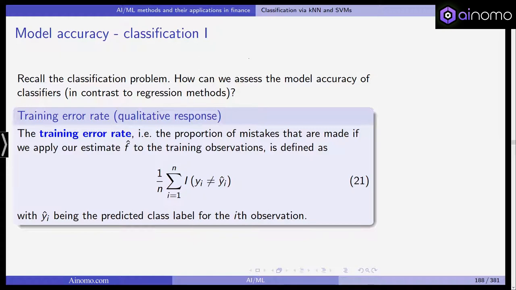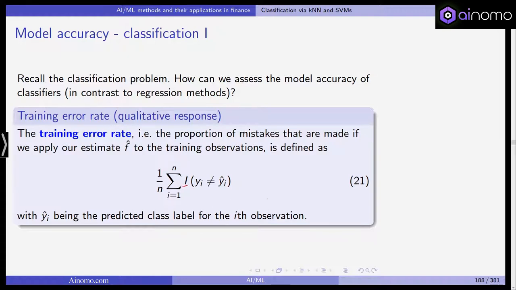So we'll start with the training error rate, and this is done for qualitative responses, for example, default, non-default, or contract termination, no termination. By the training error rate we mean the proportion of mistakes that the algorithm has made if we apply our estimate f hat to the training observations. This is defined as basically the average of an indicator function, I, here in equation 21.